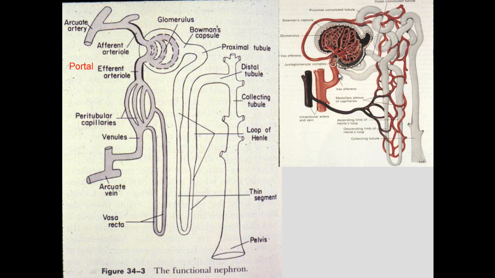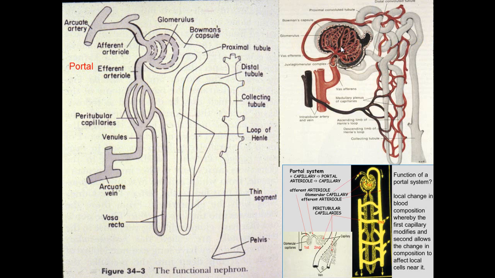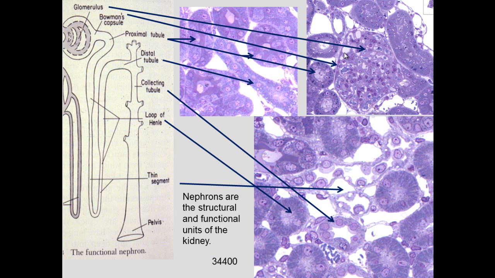The afferent arteriole is larger than the efferent arteriole, and that produces a pressure head that will help produce the filtrate. So remember here we had the afferent, efferent arteriole, and the capillaries of the glomerulus is in the first capillary loop of the portal system.